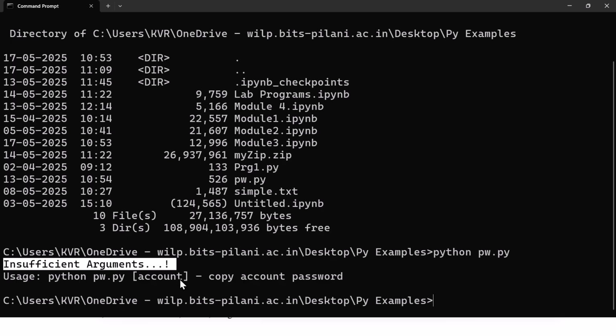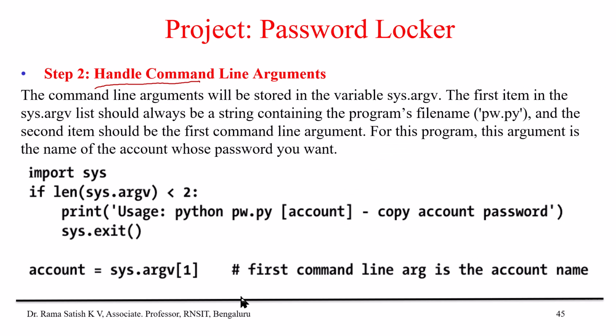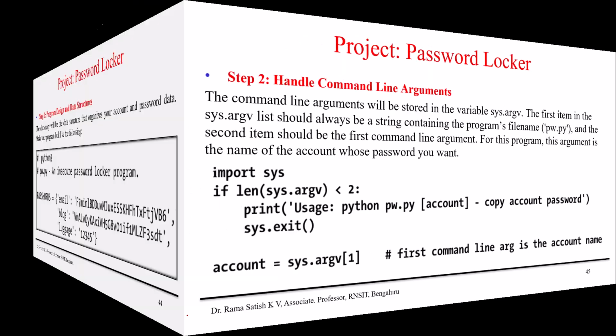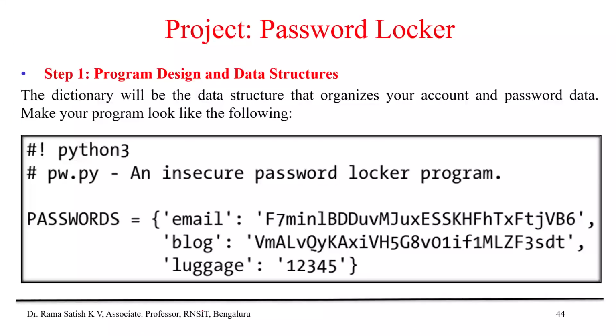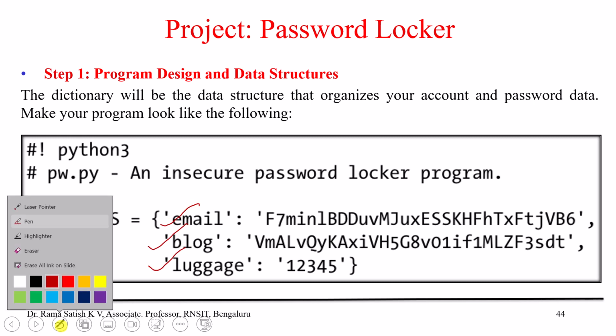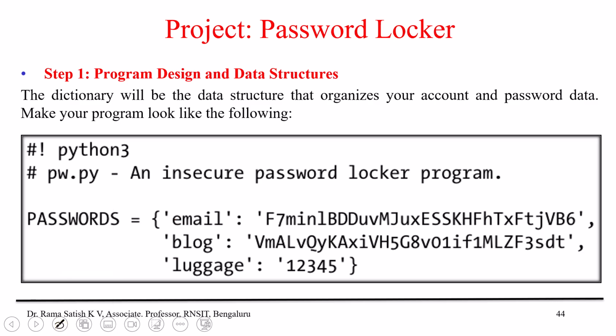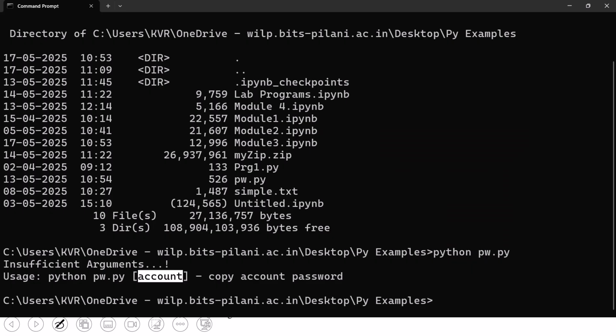What account do I have to give? I have maintained in my program only three accounts. You can see three accounts' details. One is the email, the second one is the blog, and the third one is the luggage. Email is the first one, blog is the second one, luggage is the third one. Which one do you want to copy? So let me copy the luggage password.